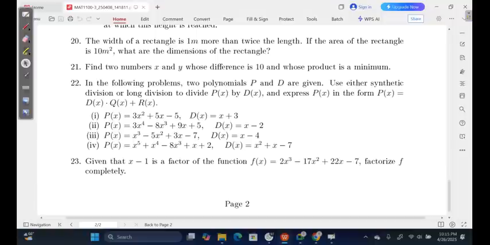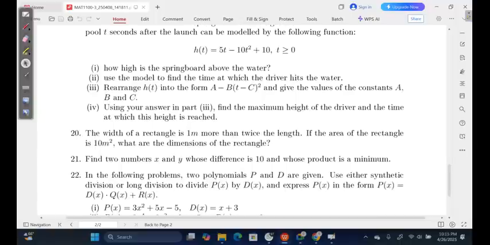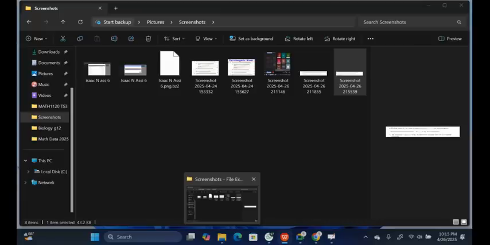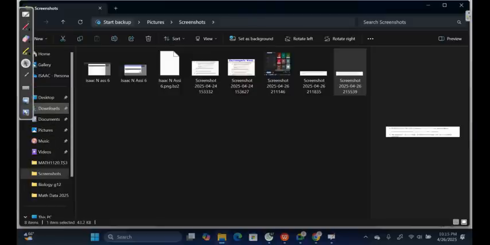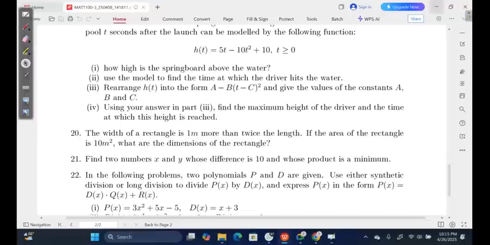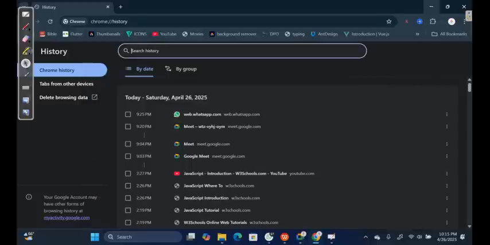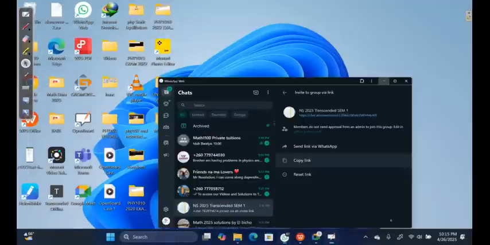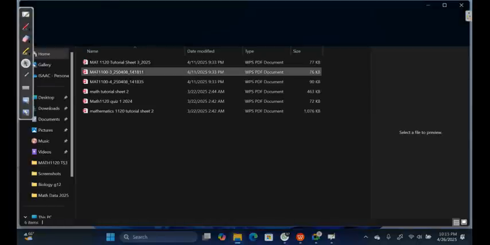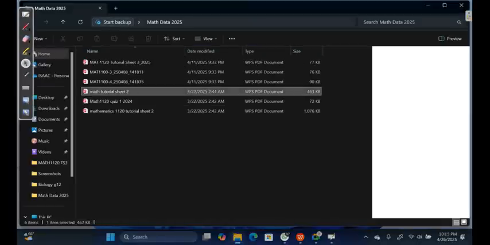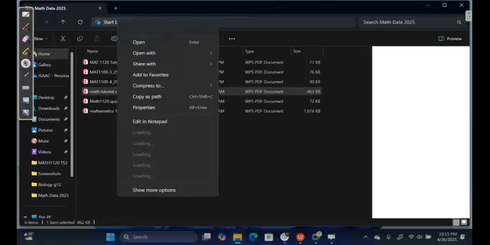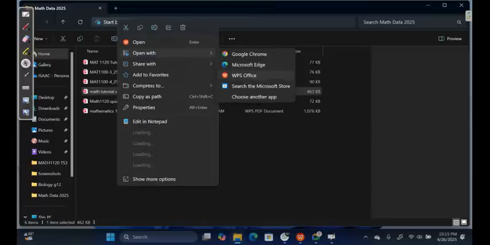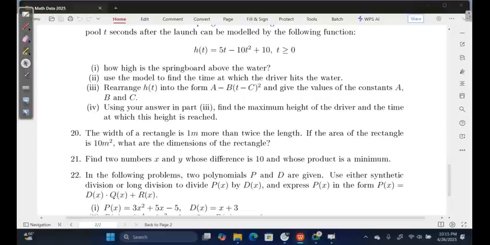Okay, then let me now show you something on tutorial sheet 2. The questions that you have to focus on: as you are solving questions 1, 2, 3 from tutorial sheet 2, skip them. They can't come.